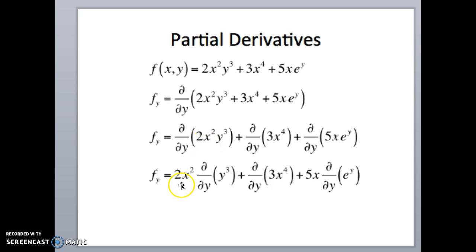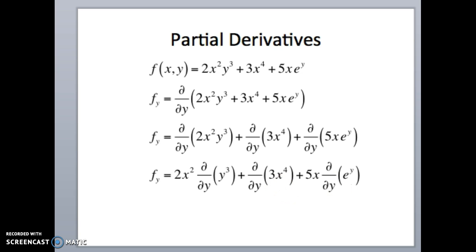Pulling out the 2x squared and pulling out the 5x, you can see now this thing is just a function of y. So the partial with respect to y of y cubed will be the same as the derivative with respect to y of y cubed. There's only one variable here of interest. The derivative with respect to y of y cubed, of course, is 3y squared. Same thing here. The derivative with respect to y of e to the y is the same as the partial derivative with respect to y of e to the y, which will just be e to the y.